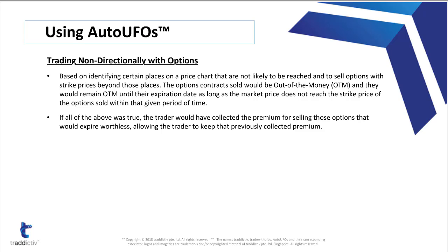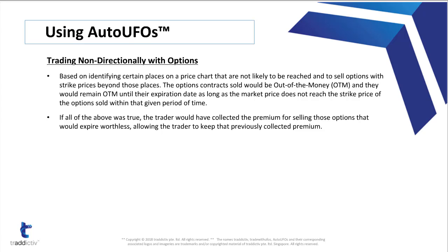So if all of the above was true, the trader would have collected premium for selling options, and those options would expire worthless, allowing the trader to keep the premium collected ahead of time. This is what we call trading non-directionally. You basically sell options, collect premium, wait for the options to expire, and keep the premium. But that only works as long as that market stays within a range.